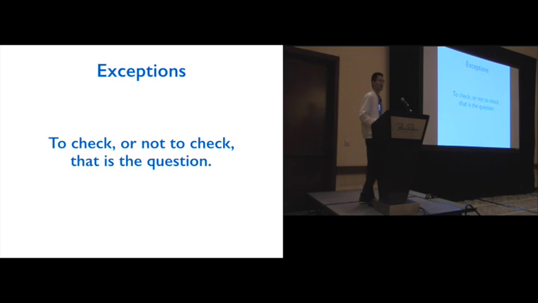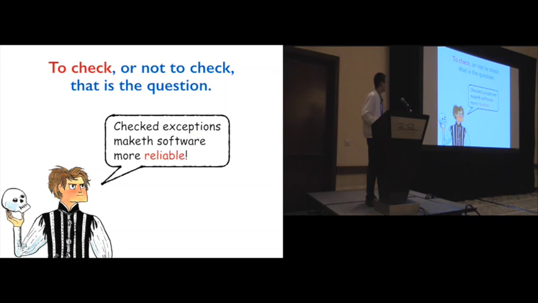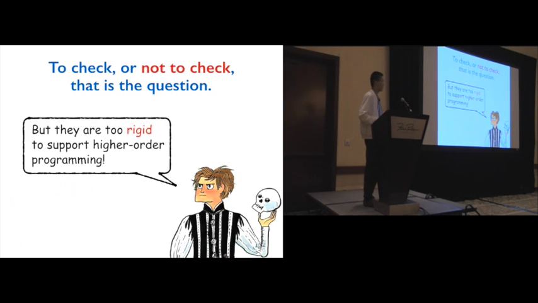Whether exceptions should be statically checked or not is perhaps the single most debated issue about the design of the Java programming language. Uncaught exceptions crash programs, so static checking should in principle make software more reliable. However, opponents of static checking argue that checked exceptions are too rigid to support the common ways that software is built. In particular, they do not support higher-order programming well.